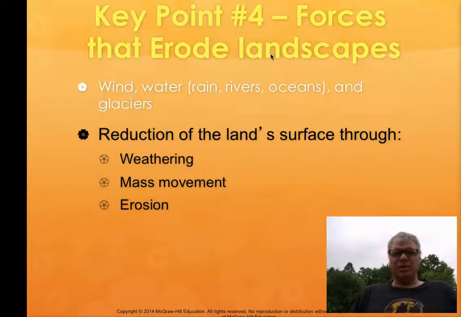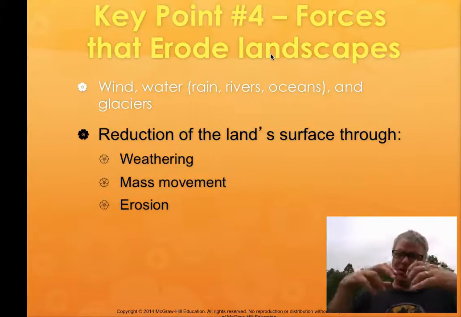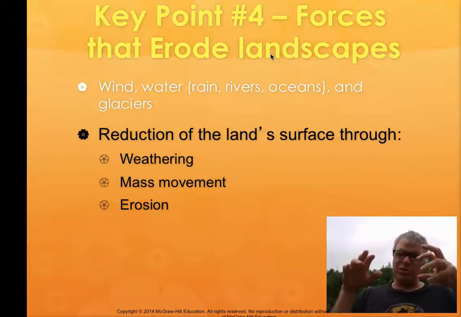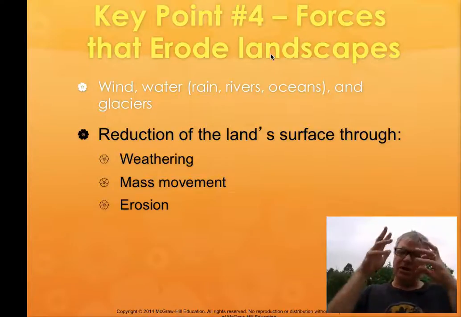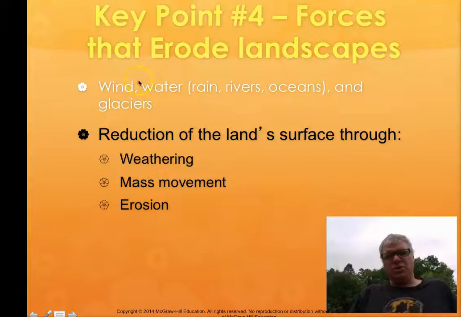All right, so last key point. There are forces that erode landscapes. Wind, water, in the form of rain, rivers, or oceans, as well as glaciers, carve and move against these mountains and make them smaller, create river valleys. So other landforms are the result of, after these things have all been built up, how do they start getting eroded away? Usually this happens through 3 major mechanisms: weathering, mass movement, and erosion.